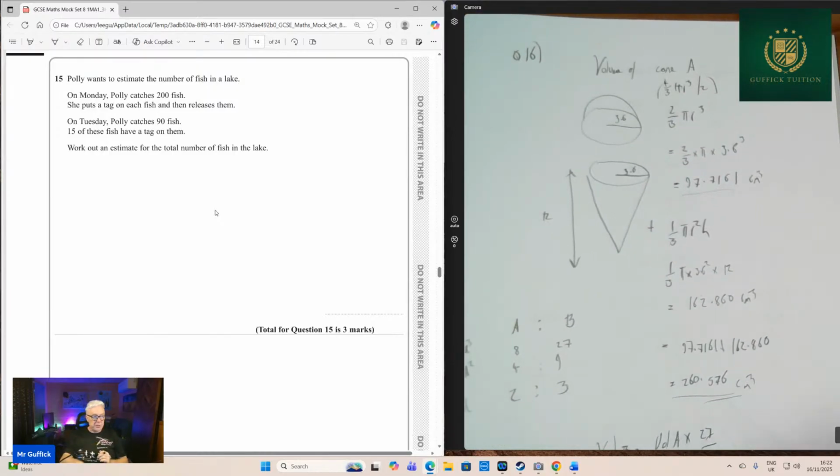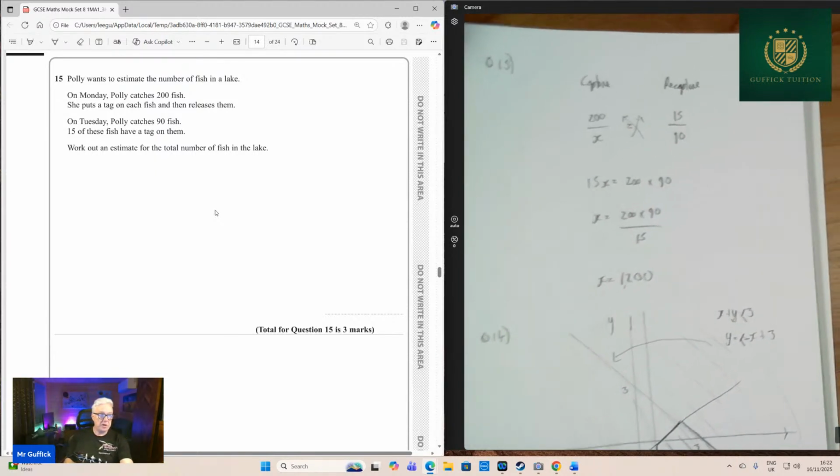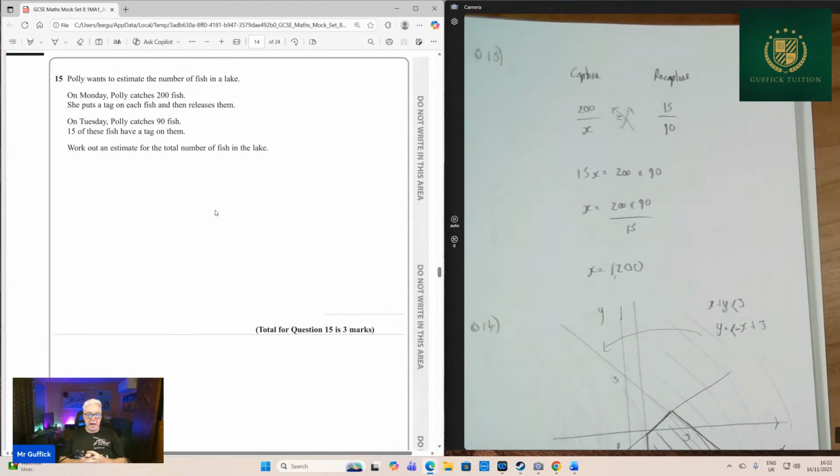Now, this next one is a topic called capture recapture, and I think those of you who are biologists have come across capture recapture as well. So Polly wants to estimate the number of fish that are in a lake, and on Monday, Polly catches 200 fish. She puts a tag on all the fish and she releases them. Okay, on Tuesday, she comes back and she catches 90 fish, and she finds out that 15 of these fish have got a tag on them. Work out an estimate for the total number of fish that are in the lake. So here's how capture recapture works.